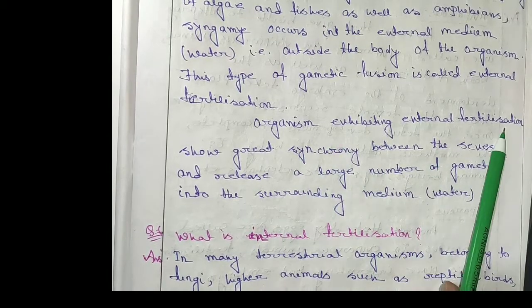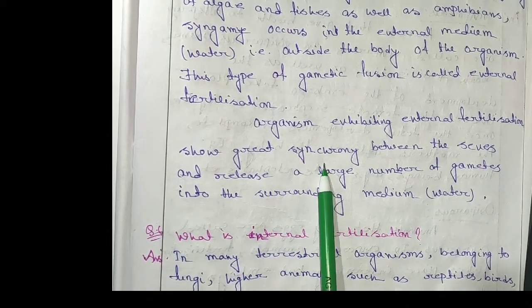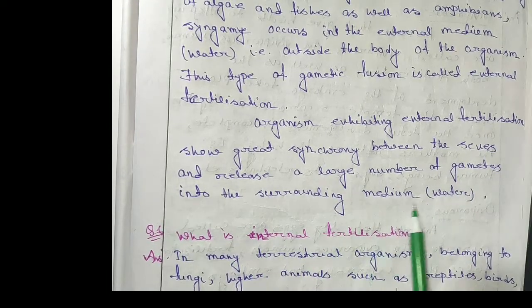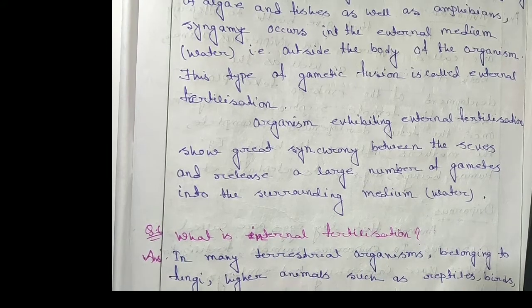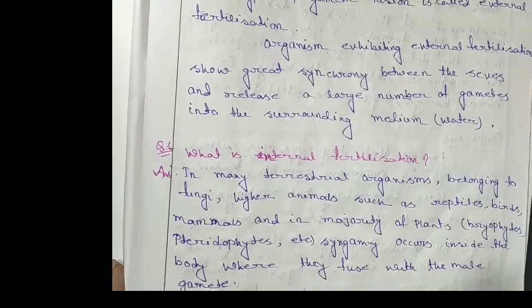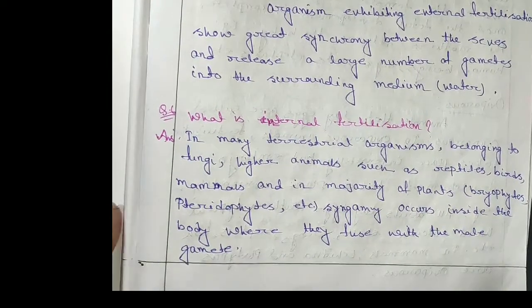Organisms exhibiting external fertilization show great synchrony between the sexes and release a large number of gametes into the surrounding medium. As the gametes are released outside the body, they can be destroyed by predators or other environmental factors. That's why a large number of gametes are released.